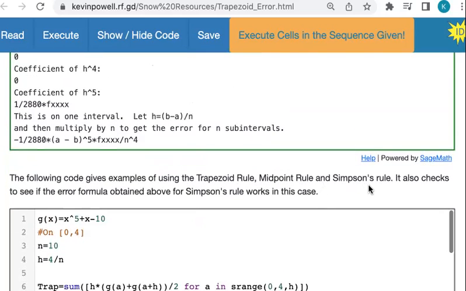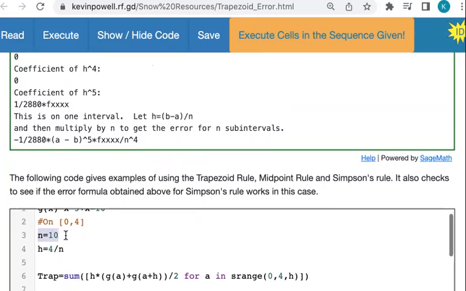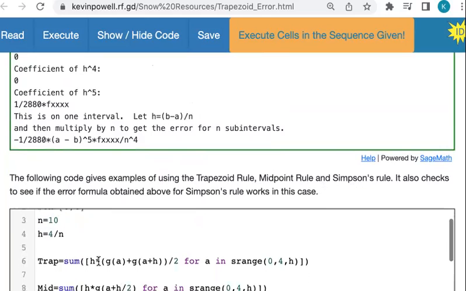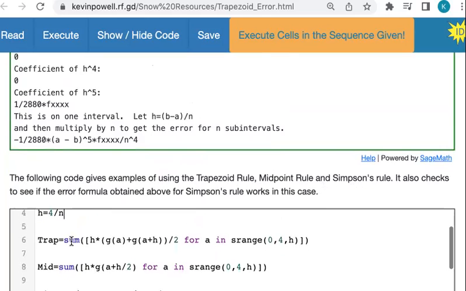Okay, so then right down here, I have some more code, which has to do with examples of using these rules now. Let's actually just do them on an example. So here, let's let g of x be that, and n equals 10 subintervals, and h, so you're taking from 0 to 4. Let's just take that and divide it into n pieces. Here, this actually computes the trapezoid rule right here.